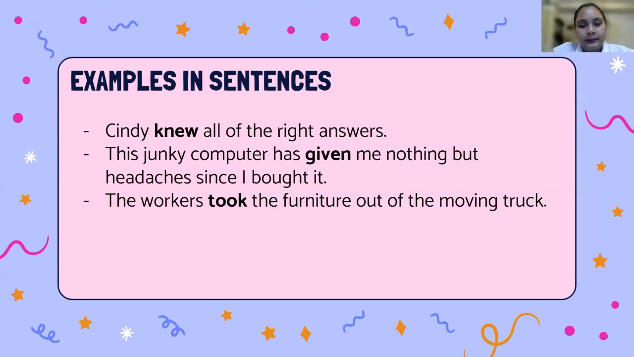Examples in sentences for irregular verbs are: Cindy knew all the right answers. This junky computer has given me nothing but headaches since I bought it. The last is, the workers took the furniture out of the moving truck.